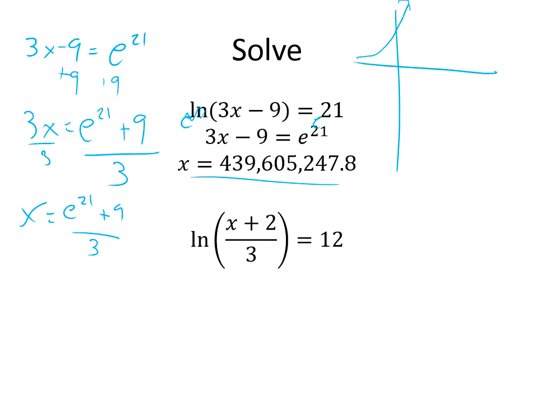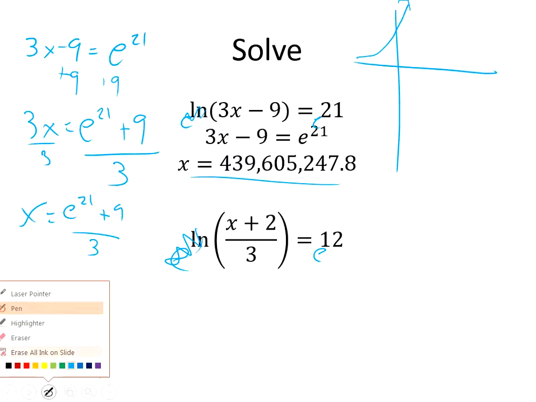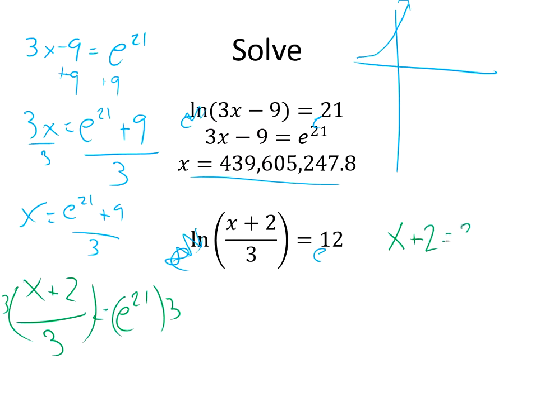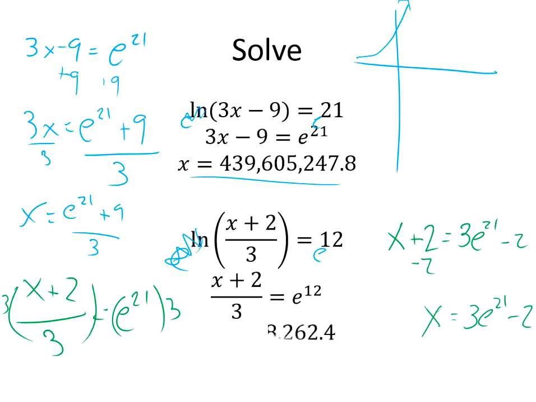Now for the next one, we do the same thing: e, and this disappears. That leaves us with x plus 2 all over 3 is equal to e to the 21st. Multiply both sides by 3, and we want to get x by itself. So we have x plus 2 is equal to 3e to the 21st, minus 2 from both sides, giving us x is equal to 3e to the 21st minus 2. That comes up with our answer of approximately 488,292.4.